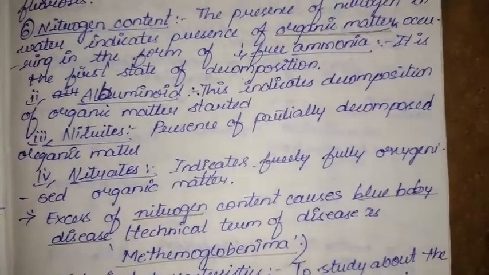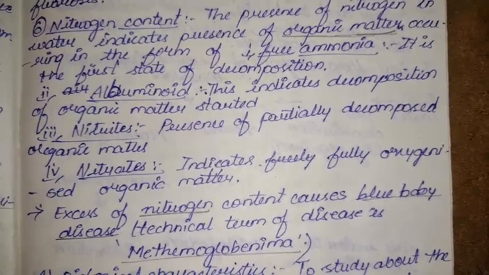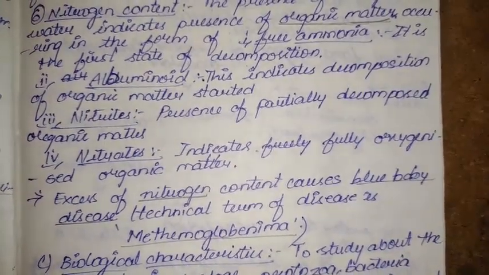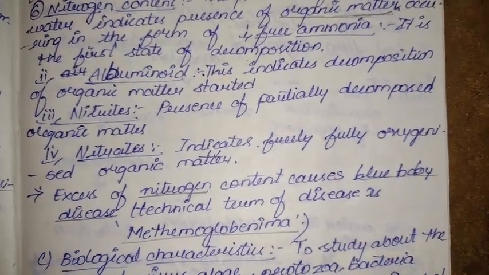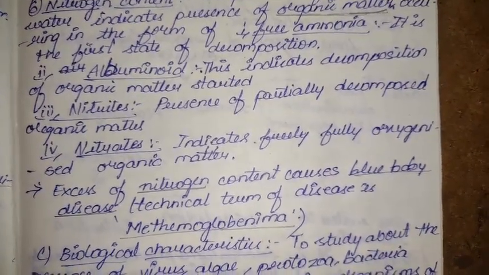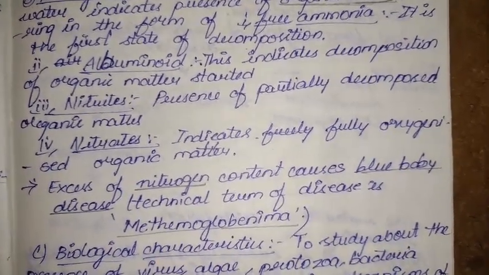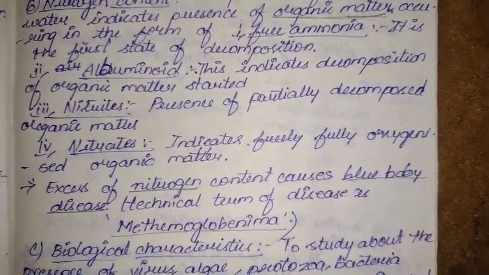We have nitrogen content. The presence of nitrogen in water indicates the presence of organic matter occurring in the form of free ammonia. We generally have four forms, or states, of nitrogen. The first one is free ammonia, that is, the first state of decomposition. Free ammonia is nothing but the first stage.